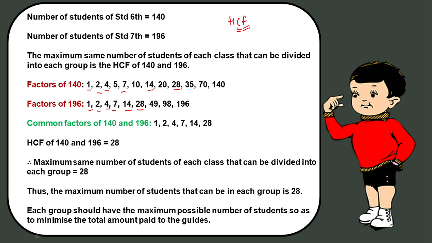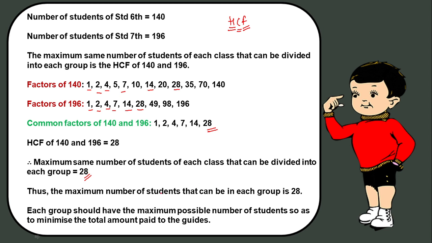After finding the common factors, go for choosing the highest number. The highest out of these common factors is 28. So how many members do you have to keep in one group? In one group, children, you can have 28 students. So if you have 28 students in one group, then it is possible that you can get a guide.